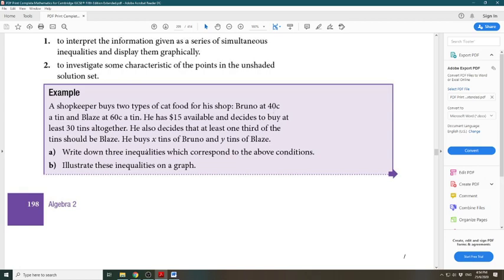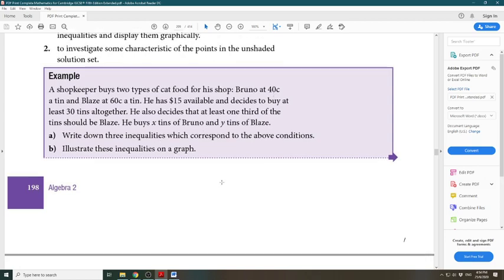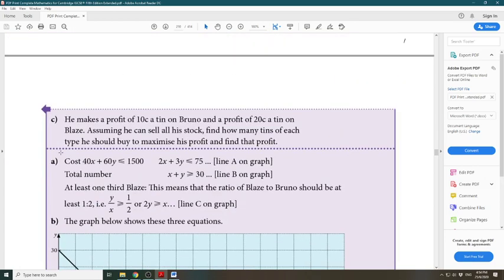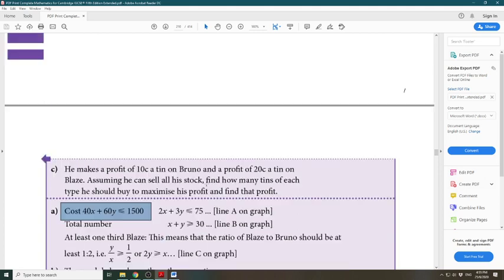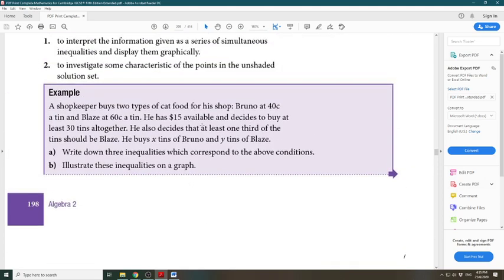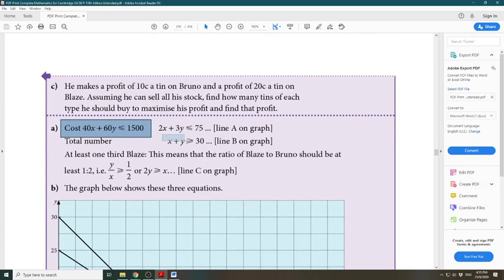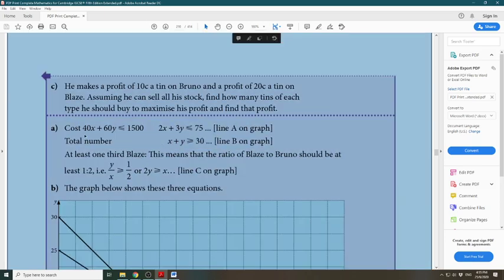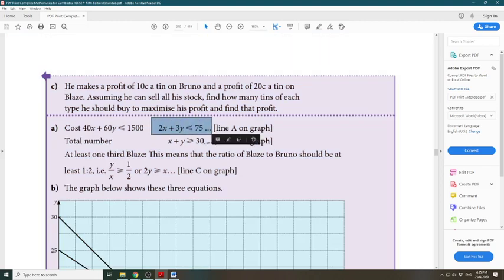So 40x plus 60y should be less than or equal to 1,500. Why 1,500? Because $15, and $1 is 100 cents. Next, what other equation can we create? He decides to buy at least 30 tins together, which means x plus y must be more than or equal to 30. Now if you notice, they change it to 2x plus 3y because they simplify.